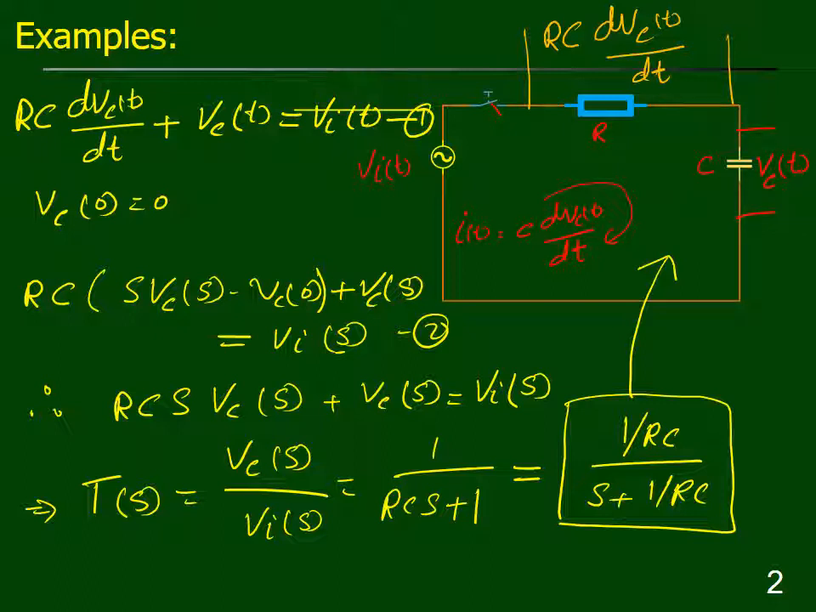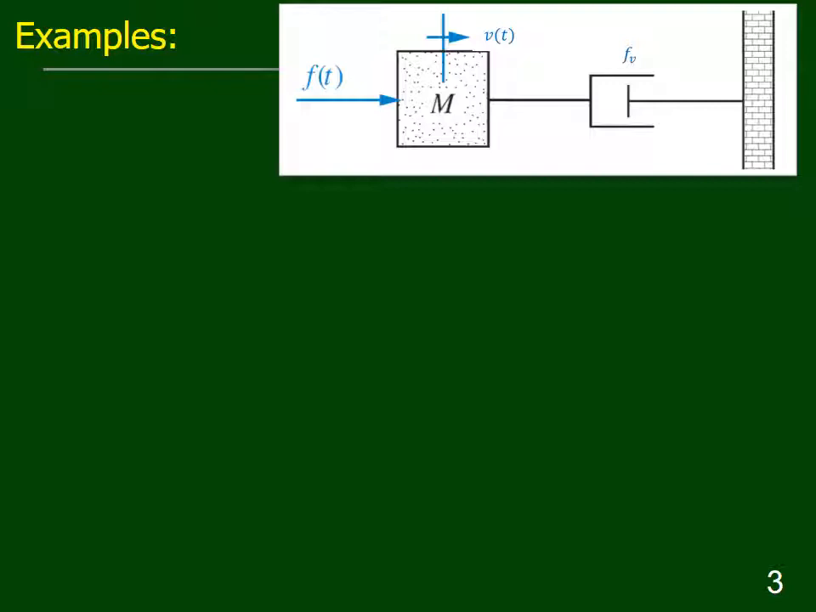Let us consider another example. On this slide, we will explain the transfer function of the mechanical system. Here mass M is connected to the damper and the damper coefficient is Fv and the mass of the body is M. Then using the Newton law of motion, we can easily write M dv(t) upon dt, the force across the mass M, where dv(t) upon dt is the acceleration of the mass M, plus Fv, the coefficient of the friction of the damper, multiplied by the velocity v(t), is equal to the force F(t).